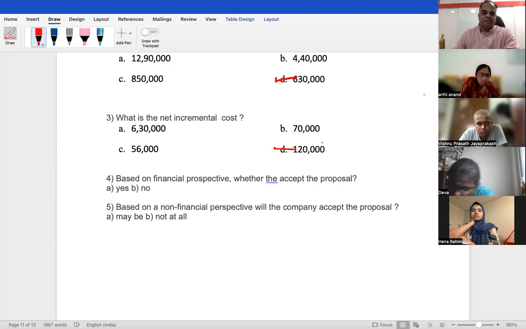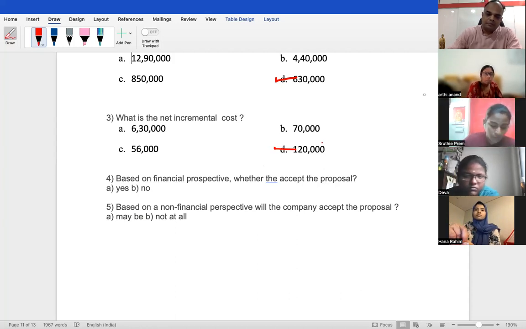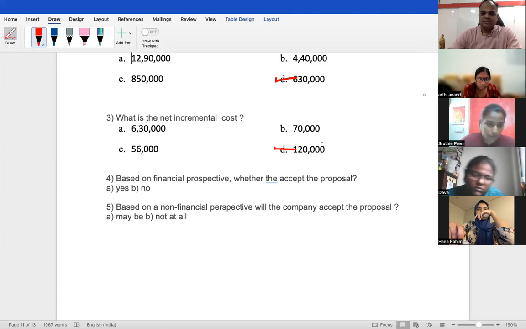Next, what is the next one? Based on financial perspective, whether we can accept the proposal. Option A, yes. Option B, no. Yes, we can accept because it is beneficial. Am I right?